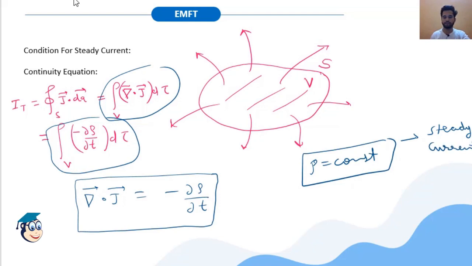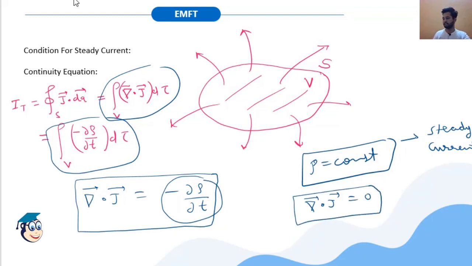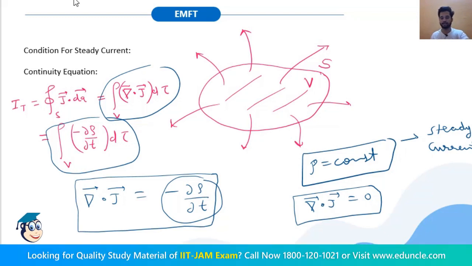Okay, which means if rho will be constant in this term, then you can write del dot j is equal to 0. This is the condition for steady current. Del dot j is equal to 0, and the magnetic field produced by this type of current is called magnetostatics, the study of the magnetic field.